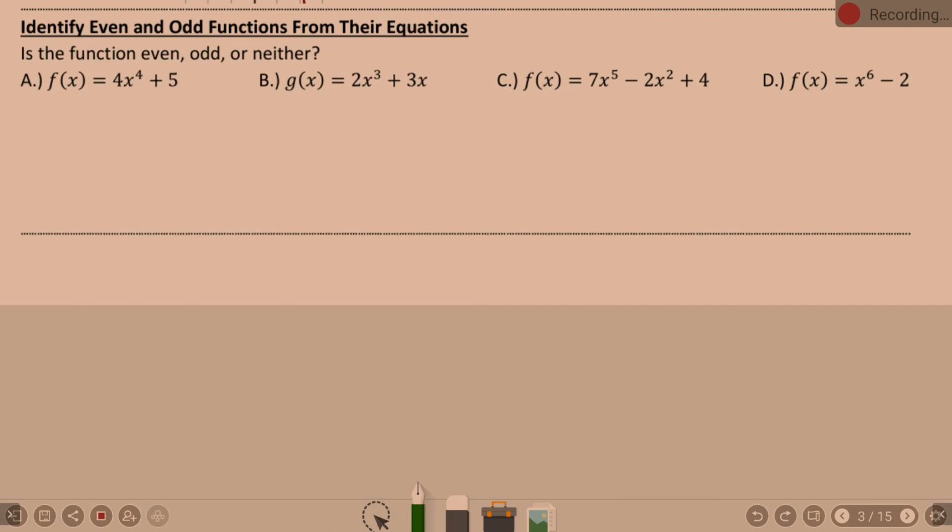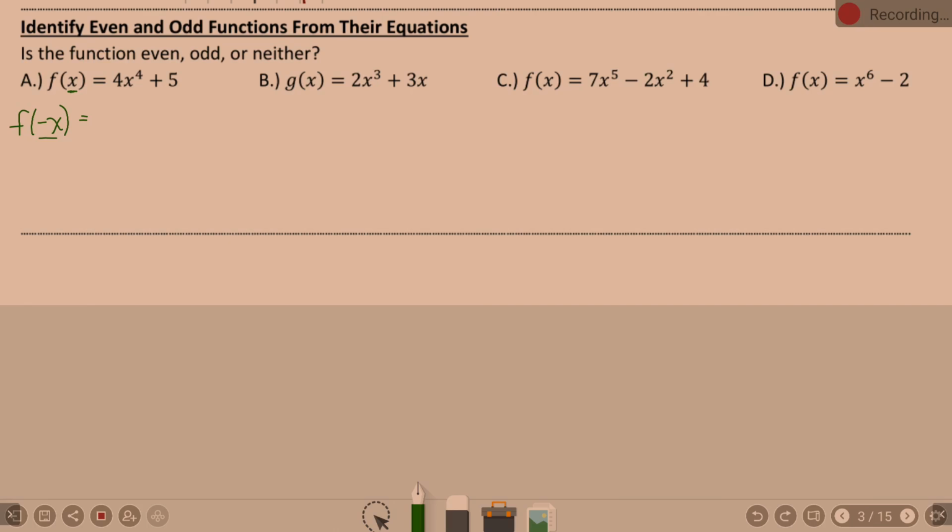So, is the function even, odd, or neither? First thing I'm always going to start off with is they give me f of x, right? And if you look at even, it asks, does f of x equal f of negative x? So I'm always going to start off with finding f of negative x. Now, f of negative x says every place you see an x, what am I going to replace with? A negative x. So every place I see an x, we're going to replace with negative x.